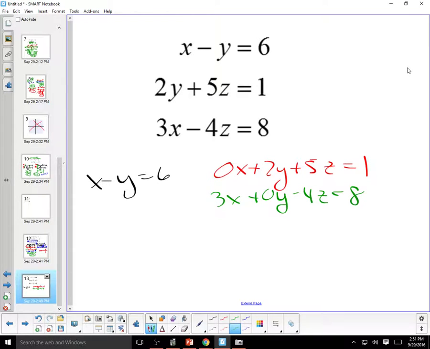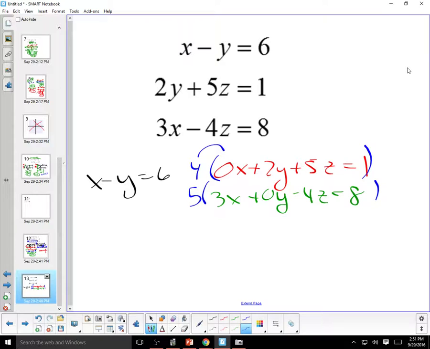Good. Now, here's the deal though. See how this equation doesn't have the z? I want to get rid of the z. So I'm going to have to change both of these, aren't I? This is going to get multiplied by 5. This will get multiplied by 4. Why? Because I want to get rid of the z's, because this one has no z. What do 4 and 5 have in common? 20. I left the first one by itself, and I'm going to eliminate the second and the third one. I'm going to do elimination on the second with the third one.